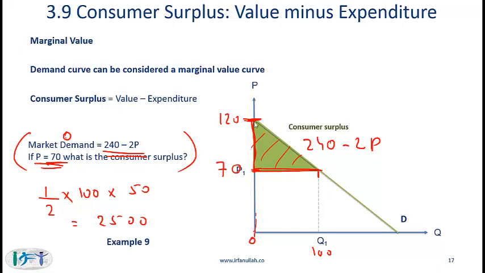Then you plug in a price of 70 and see what is the quantity. When p is 70, then the quantity is 100, 240 minus 70 into 2. So this point is 100. Now you have all the coordinates. The base is 100. This height over here is 120 minus 70, which is 50. The area of the triangle is half into base, 100 into height, 50. You do the calculation and you should get 2500. Now do example 9, which tests this concept.